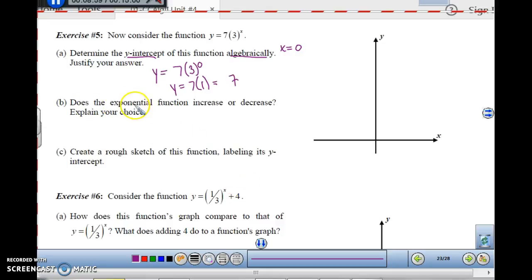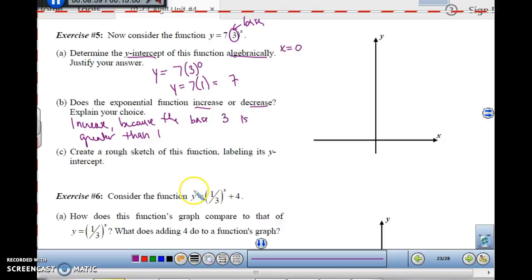All right, does the exponential function increase or decrease? Now, whether it increases or decreases is based on the base value. The base here is going to be 3. So that means it's going to increase, because the base 3 that you're multiplying by each time is greater than 1. So if your base, the number that has the exponent on it, is greater than 1, then it's going to increase.